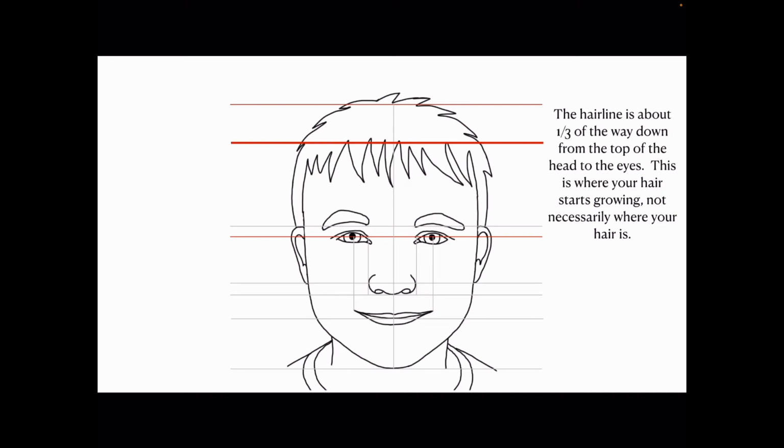The hairline is about 1/3 of the way down from the top of the head. This is where your hair actually starts growing out of your head. The hairline is about 1/3 of the way down from the top of the head to the eyes. In this example, the boy's hair is longer, so it comes down farther onto his forehead, but that hairline is still 1/3 of the way from the top.